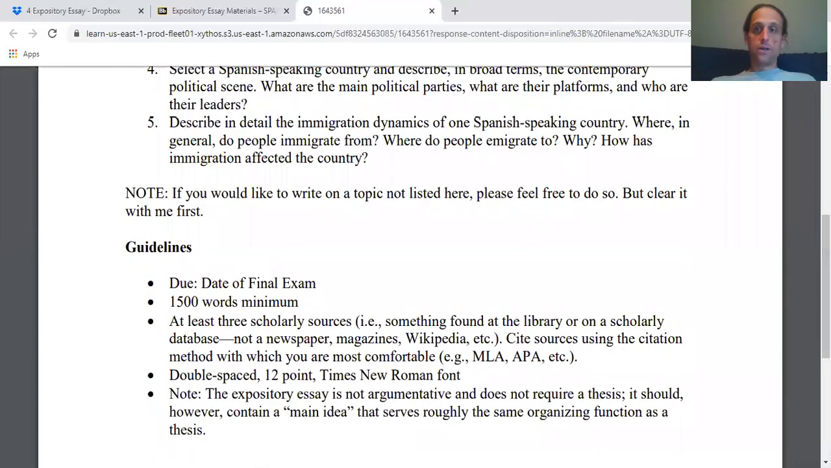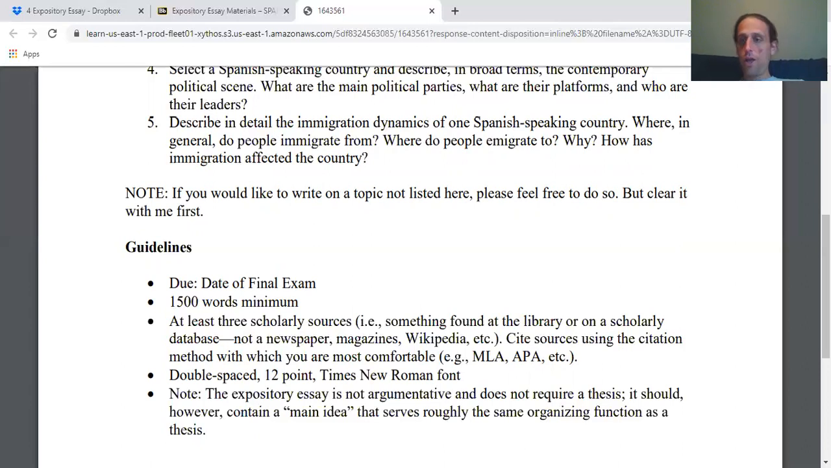First, the essay will be due on the same date as the final exam. I say here that you should write a minimum of 1,500 words. I actually intended to change that. So I think 1,000 to 1,200 words will be more than sufficient. 1,500 words turns out to be a lot about a topic of this nature. So shoot for 1,000 to 1,200 words.